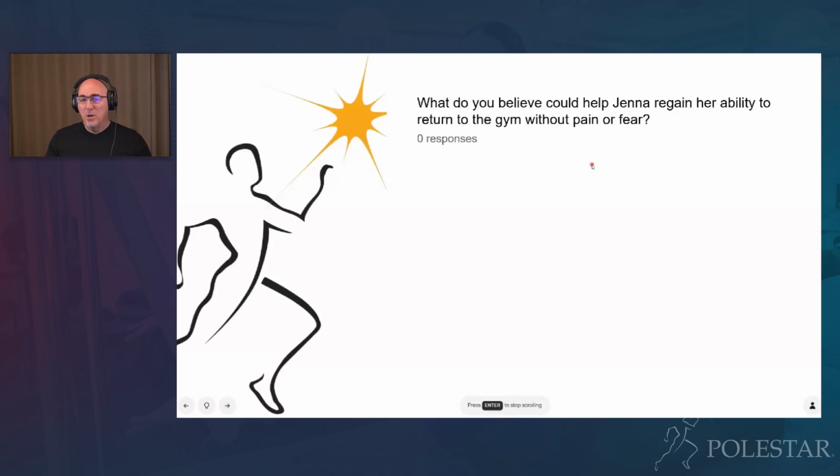So now, what do you believe could help Jenna regain her ability to return to the gym, right? Without pain or fear. Where do we go from here? This is where we make our big bucks. If we can get Jenna back into the gym, living the life that she was doing prior to the irritation of this acute, and it's not like it was ongoing, and it's not like the stenosis just came on one day. It was there. She did something to irritate the nerve root. It's not severe, not going to need surgery. She's already feeling much better. How do we build her confidence and get her back in the gym, right? So I'll leave that up to you to answer that question on Mentimeter.